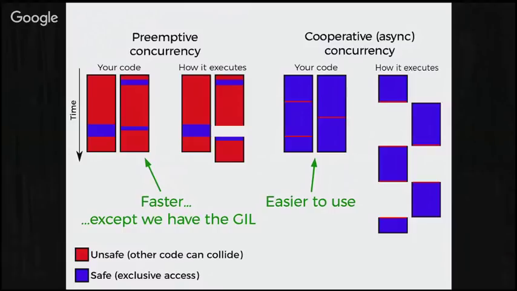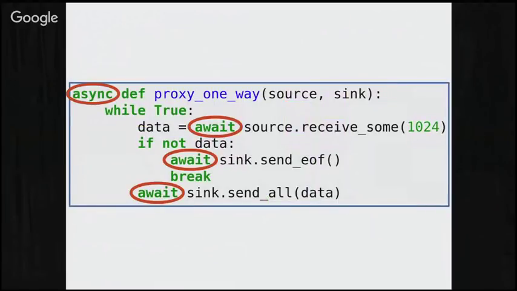But what that means is when we write our code, we need some way to mark where these places are where weird things can happen. That's what these awaits are. It's just a bookkeeping mechanism so you can keep track of when you call a function that might reschedule. And there are a few simple rules.